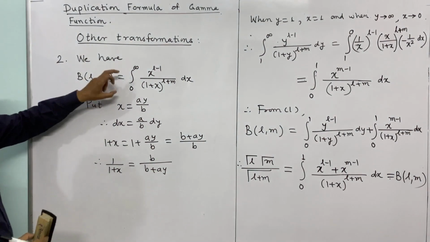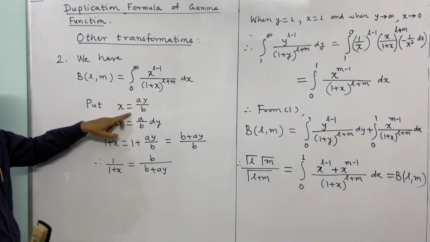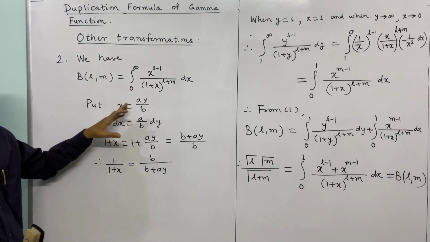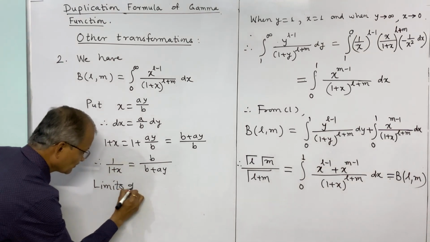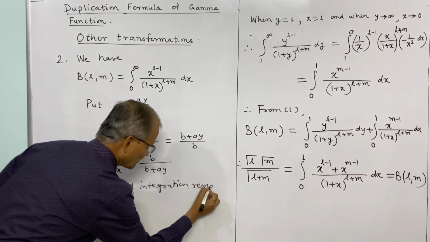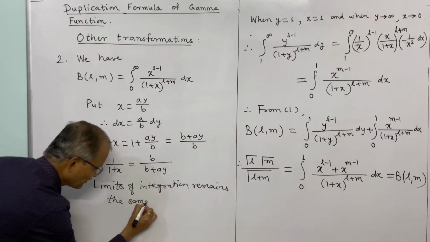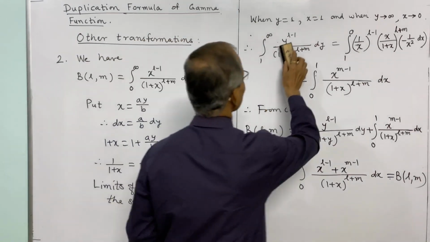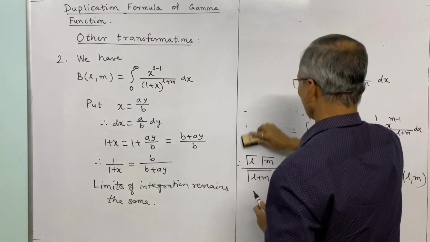And what about the limits? You see the limits: when x is 0, y will also be 0. And when x tends to infinity, y also will tend to infinity. The limits remain the same. After checking the limits, we have written this, the limits of integration are the same, and thus now this beta function becomes beta of L and m.